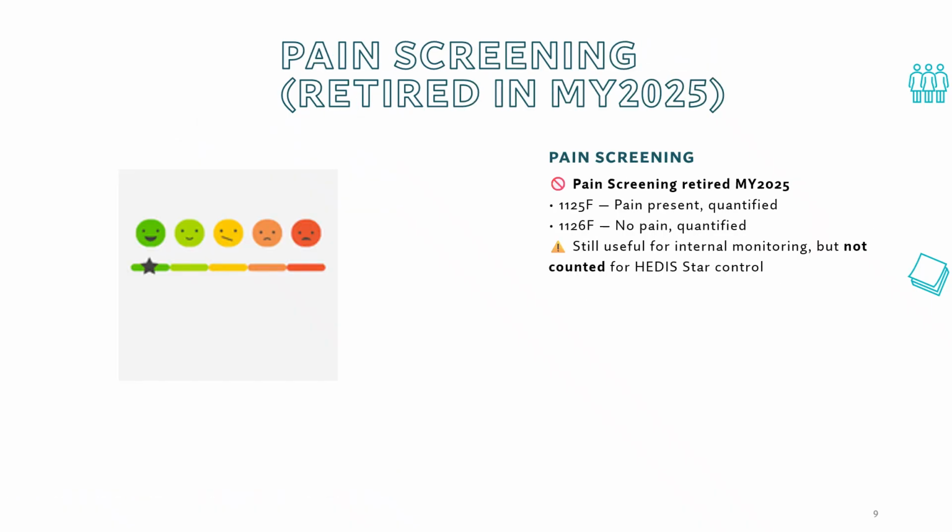Pain screening, again, this measure has been retired for the measurement year of 2025. However, it is still valuable for internal quality monitoring, and we do not know when it will come back. So best practice is to continue to use those CPT Category II codes: for pain present, 1125F, no pain present, 1126F. It's not necessary, but we never know when it may come back. So best practice is to continue to support the progress note and code whatever is listed internally.